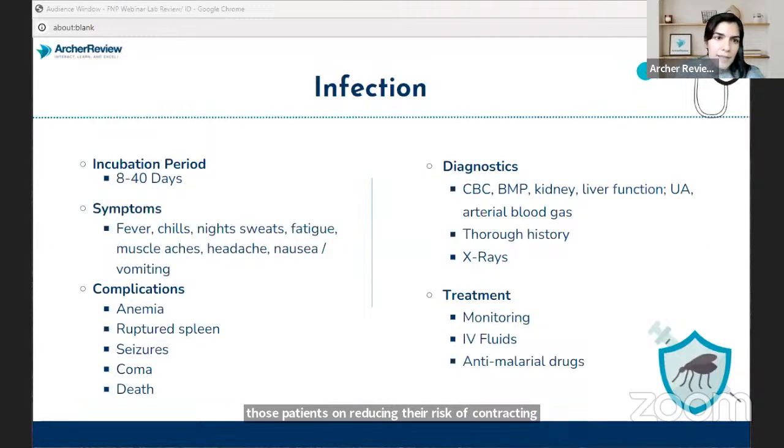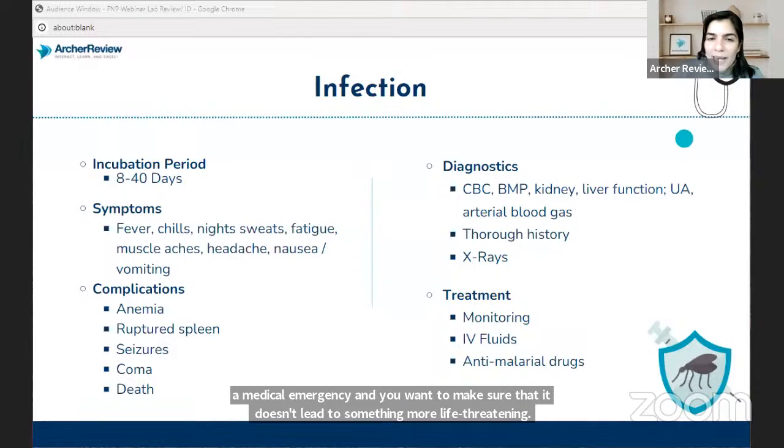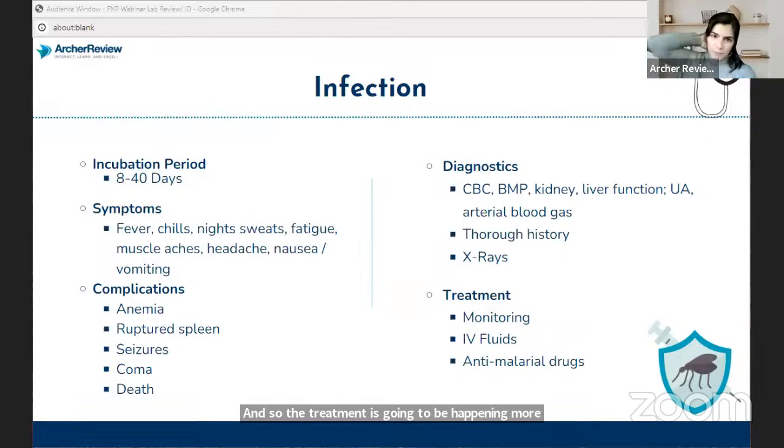So we talked a little bit about the infection. The incubation period is about 8 to 40 days. And again, why do we care about treating malaria? Because if it's left untreated, it can be life-threatening. So again, if they develop that fever either during or after their trip, that is definitely something you want to work up immediately. It's a medical emergency, and you want to make sure that it doesn't lead to something more life-threatening. And so the treatment is going to be happening more acutely. You're not going to be treating it once that patient has contracted malaria, but for you, you might be doing more prophylactic care and education for prevention, right?